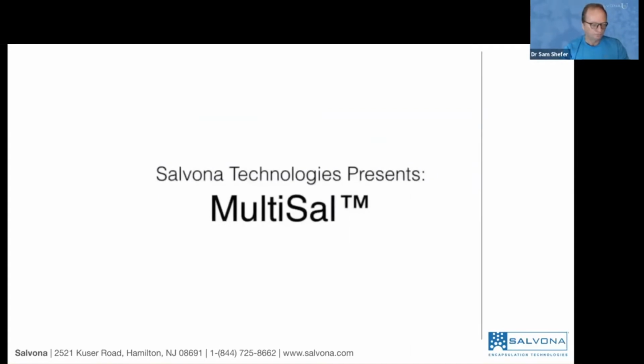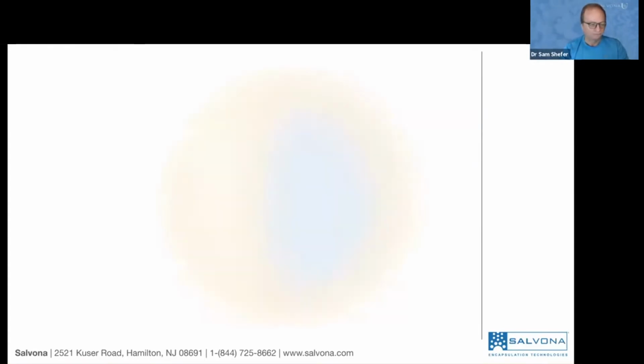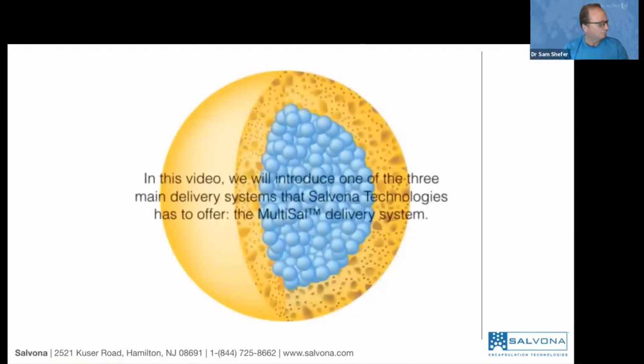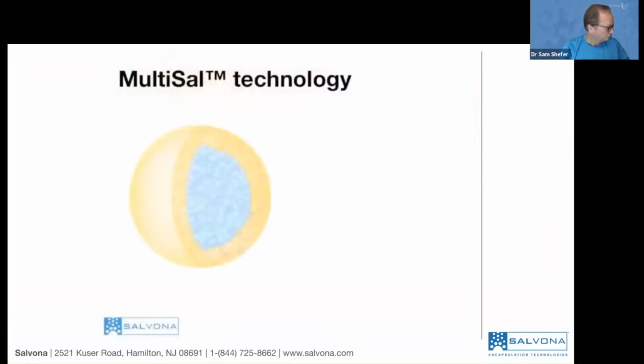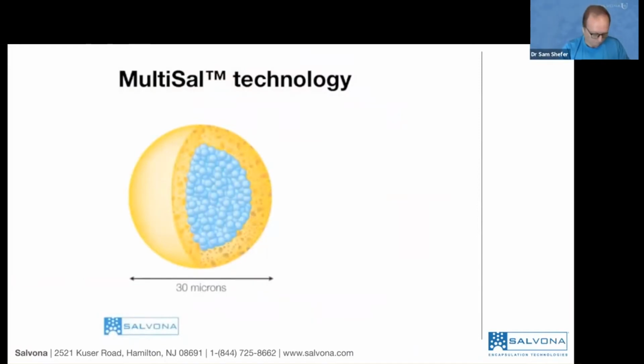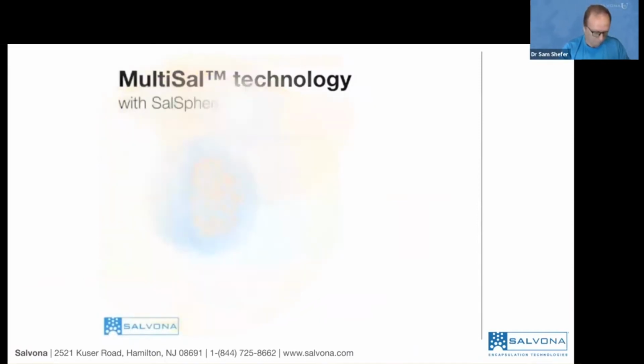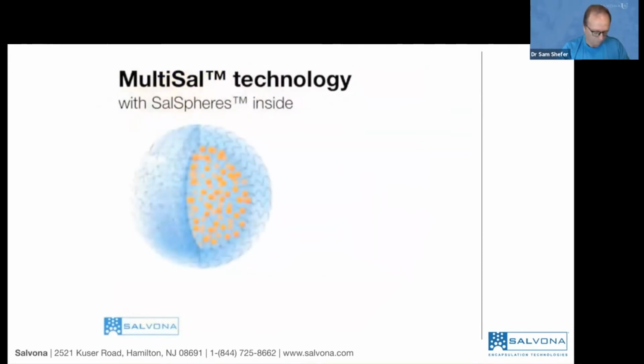Salvona Technologies presents MultiSal. In this video, we will introduce one of the three main delivery systems that Salvona Technologies has to offer, the MultiSal delivery system. The MultiSal technology is a unique double encapsulation system. The outer microsphere is about 30 microns in diameter, and within it are smaller spheres known as Sal spheres. The Sal spheres, approximately 0.1 to 0.3 microns in diameter, contain the active ingredients.